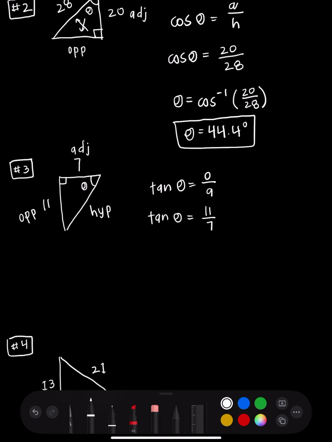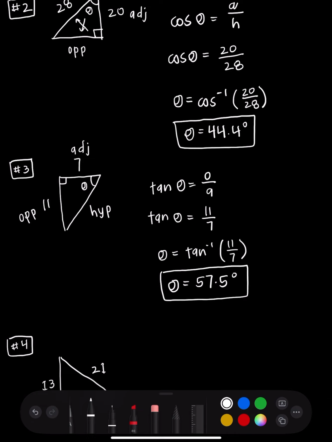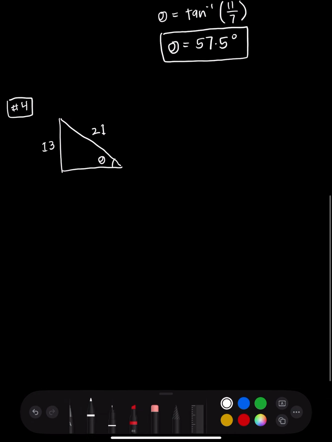And then to solve for theta, we've got to get rid of the tangent. To get rid of tangent, we do the inverse tangent. So we have theta is equal to tangent inverse of my fraction, which is 11 over 7. I plug that into a calculator by pressing second tan, and then 11 divided by 7, close the parentheses, and I end up with that theta should be equal to 57.5 degrees. So this isn't too terrible. Let's do one more example.